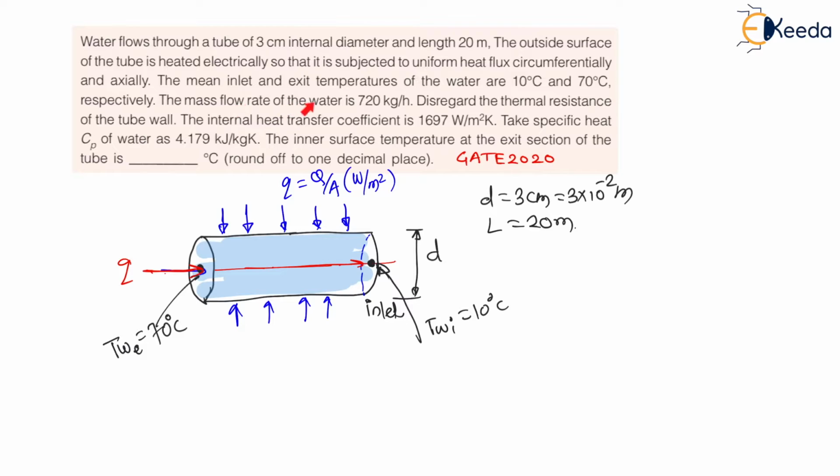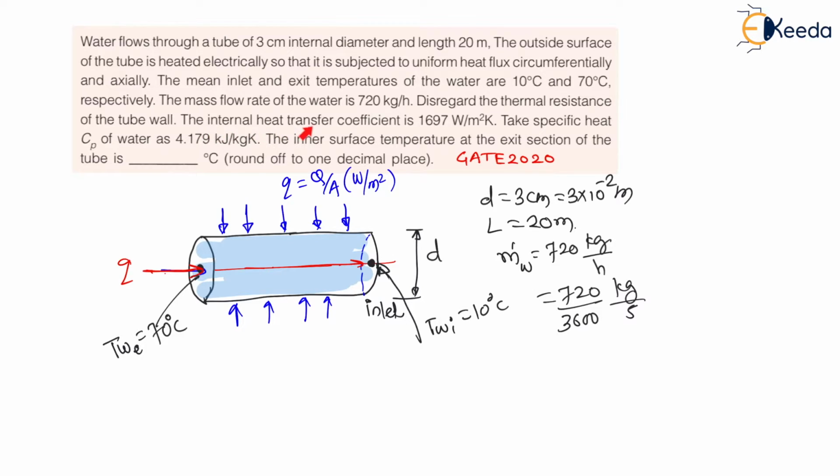Now the mass flow rate of water is 720 kg per hour. Therefore here mass flow rate of water is 720 kg per hour. So let us convert into kg per second. Therefore it will be 720 divided by 3600 kg per second. This will be the mass flow rate of water. Then disregard the thermal resistance of the tube wall. Now here for this tube wall the thermal resistance is 0.